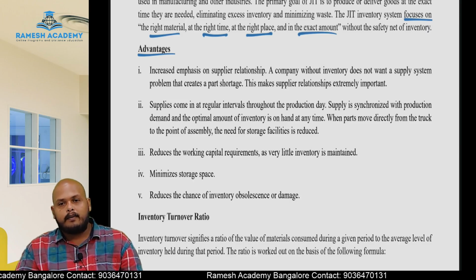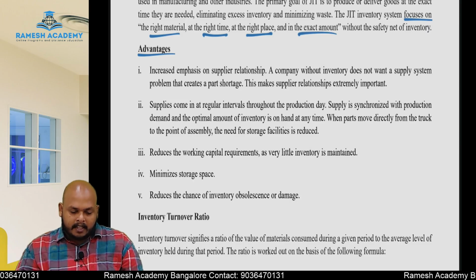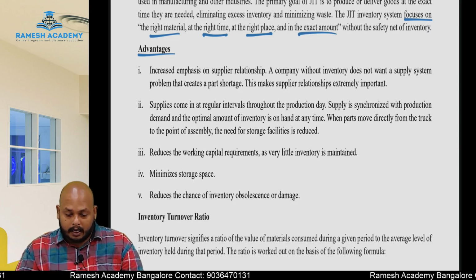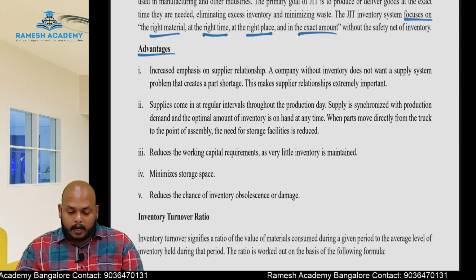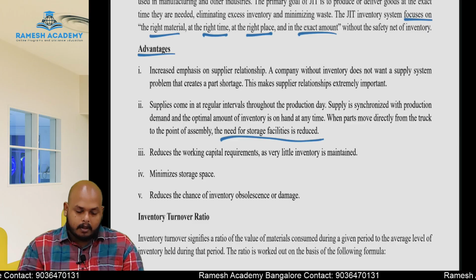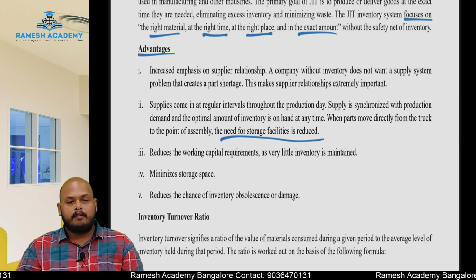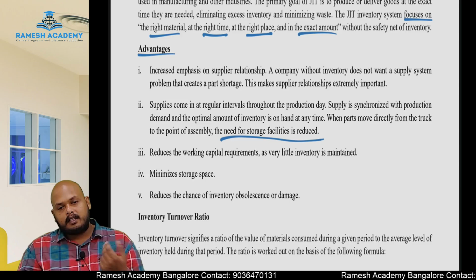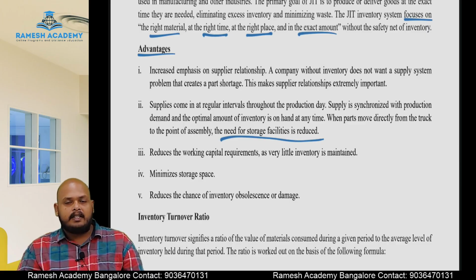Good relationship with the supplier means what? Whenever we are purchasing the raw material, we have to make the payment on a regular basis. Then only we can establish a good relationship with the supplier. Supplies come at regular intervals throughout the production day. Supply is synchronized with the production demand, and an optimal amount of inventory is on hand at any point of time. When parts move directly from the truck to the point of assembly, the need for storage facility is reduced. So he is saying that supply is happening at regular points of time directly on the production day. Means we are not receiving the supply before. When we are going to start the production, on the production day itself we are receiving the supply.